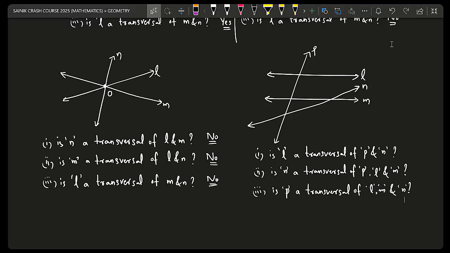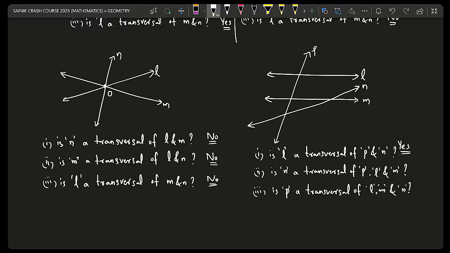Now you answer. Sir, L is a transversal of P and N. Answer yes or no? Sir, yes, because they are extending lines. See, this line L is going on extending, N also going on because the arrow mark is there. So they are going to intersect at a point after extension. So the answer is yes or no? Sir, yes. Yes, the answer is yes for this.